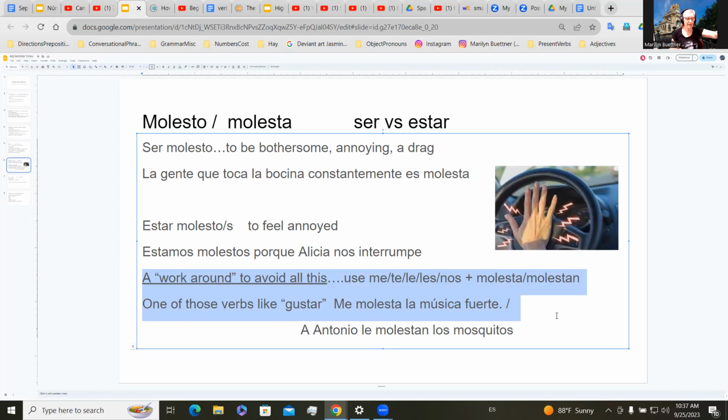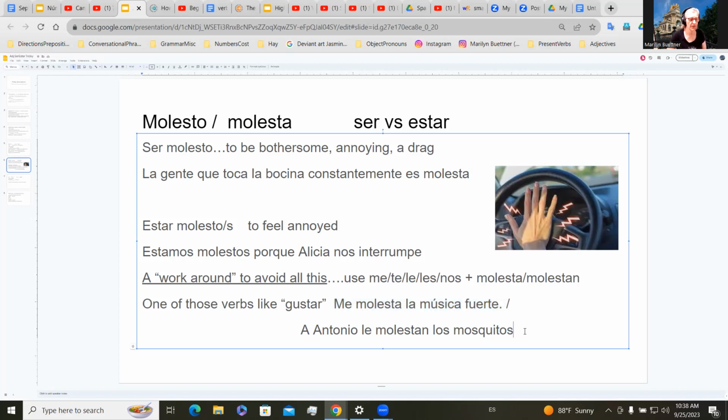But molestar, we can turn into a verb that is like gustar, right? Sí, me molesta la música fuerte. Loud music annoys me. So this word, molesta, can become a verb, but that verb is going to be a verb like gustar, right? It won't be molesto, it'll be molesta. Me molesta la música fuerte.